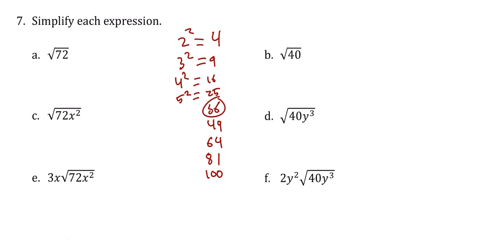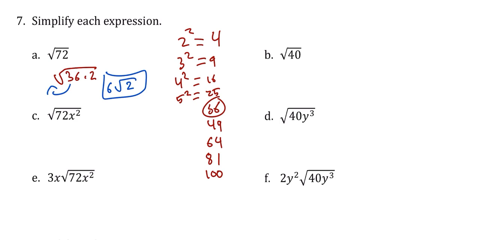And so I can rewrite this as the square root of 36 times 2. The reason why that's nice is because we know 36 is a nice square root, so we can take it out of the radical as a 6. So we can rewrite this as 6 times the square root of 2.